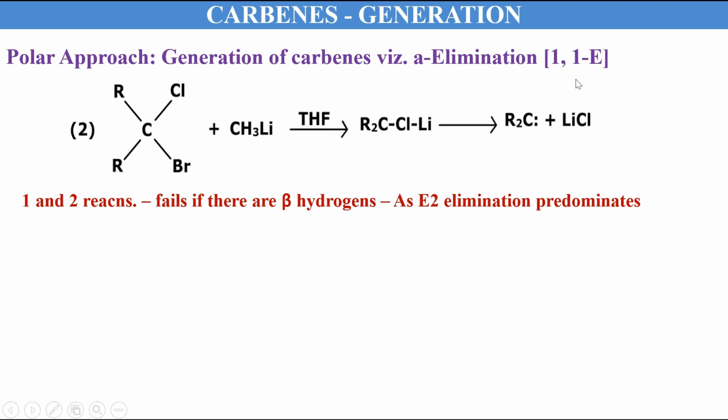This 1,1 elimination can occur provided that this R group does not have hydrogens on it. If there are hydrogens on this beta carbon, then beta elimination or E2 elimination predominates and this reaction fails. This is the limitation of this approach. That's why we go for the non-polar approach.